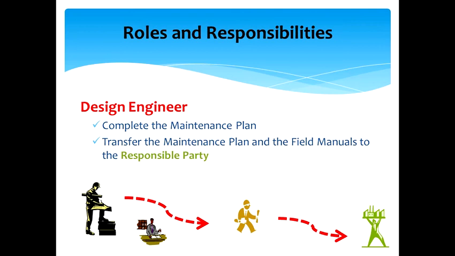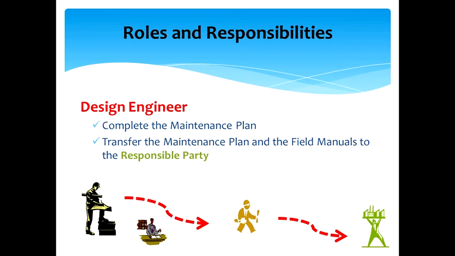Up until now, we have talked about the need for a maintenance plan to lay out the maintenance tasks. We also talked about the inspections, the preventive actions and corrective actions, and the maintenance of records. One may wonder who has to prepare the maintenance plan, who performs the inspection, and who keeps the records. So let's talk about roles and responsibilities.